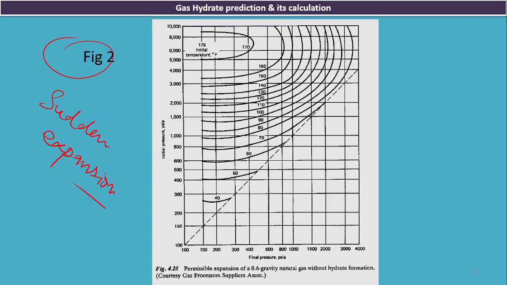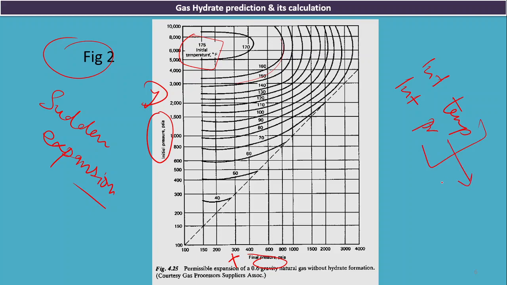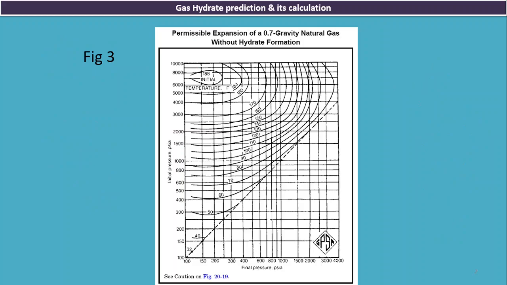In sudden expansion, see here, initial pressure is on the y-axis, 500, and final pressure is on the x-axis, and these are the constant lines of the initial temperature. So initial temperature and initial pressure, these two values are given. We can find out the final pressure. But there are three parameters. If any parameter is missing, we can find out that one also.